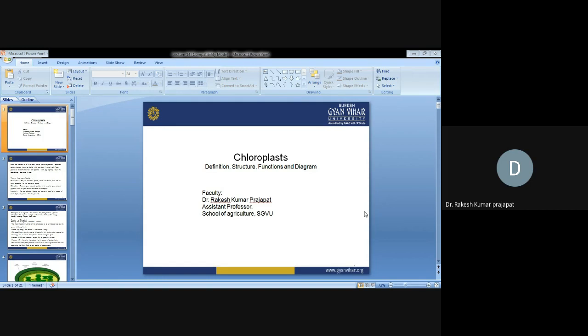Hello, good morning, friends. So today we will discuss a plant cellular organelle, the chloroplast. So what is a chloroplast? Definition, structure, functions, diagram, and details about this chloroplast that is present in the plant cell.